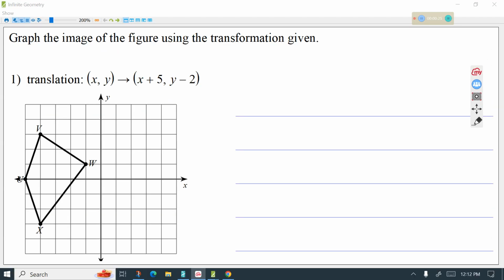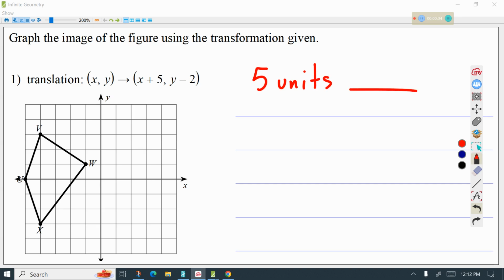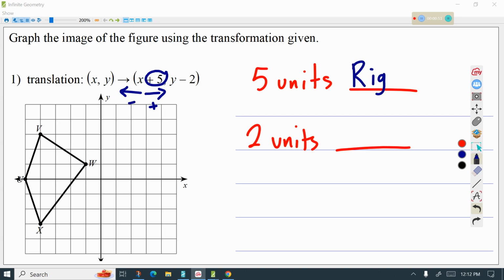So for this one, we want to understand the idea of a translation, right? So we should know that this is taking us 5 units in a direction, and we should know that the other thing is moving us 2 units in a direction, right? Which direction is it? Well, don't forget that with translation, the number that we see in there with x is going to tell us whether or not we go left and right. If it's positive, we go right. If it's negative, we go left. Well, it's positive. This means we're going right.